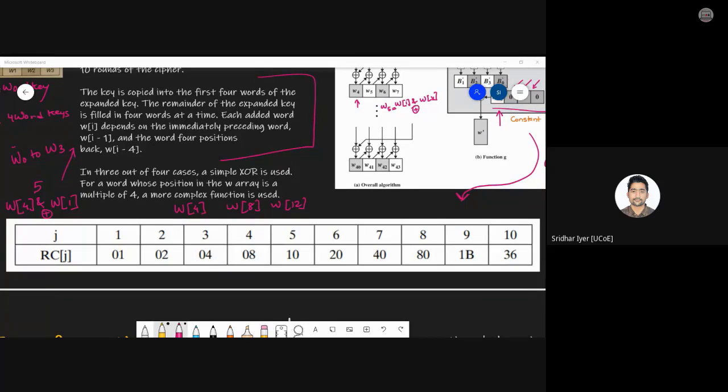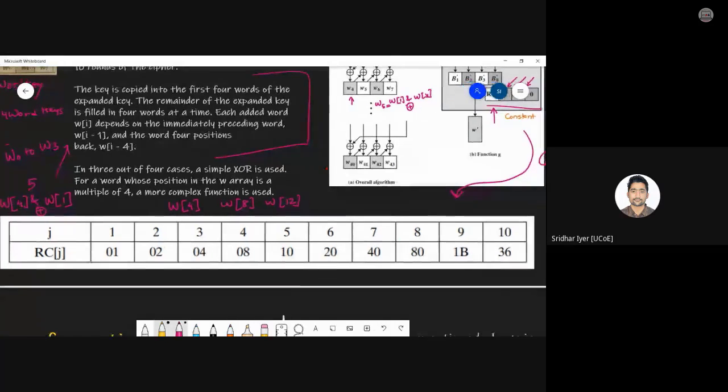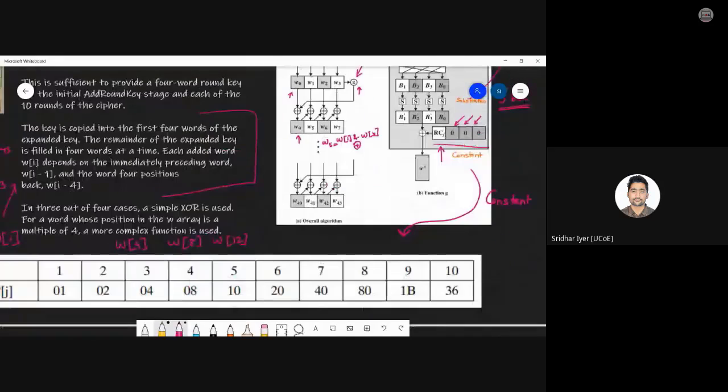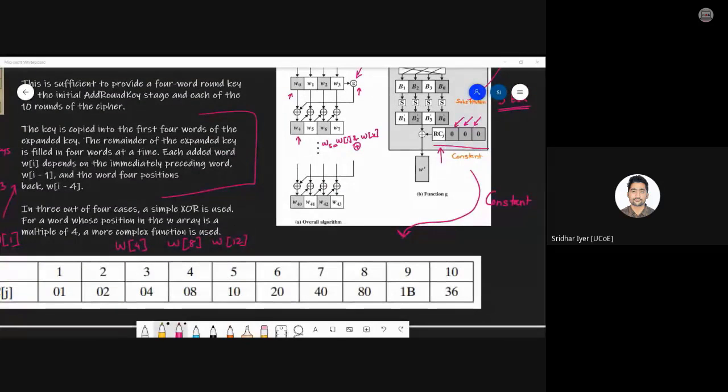Am I clear? We already have the round 0 key. So that is why we don't need RCJ for that. As you can see in this diagram, we already have W0, W1, W2, W3. So we don't need this particular value for round 0. Fine. Any doubts? Yes or no?